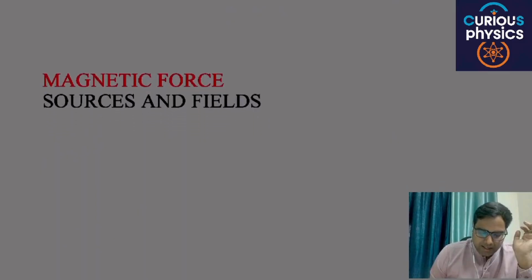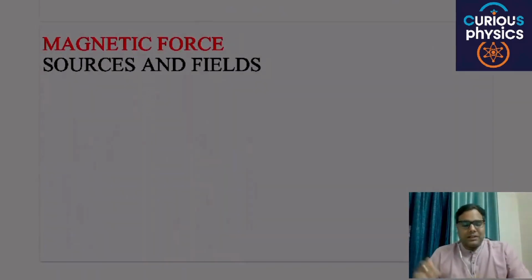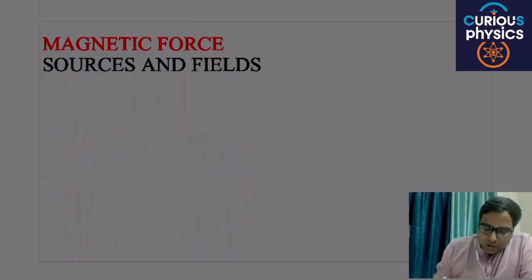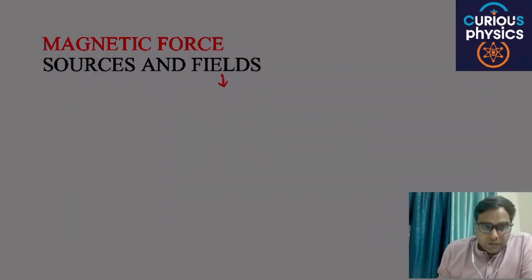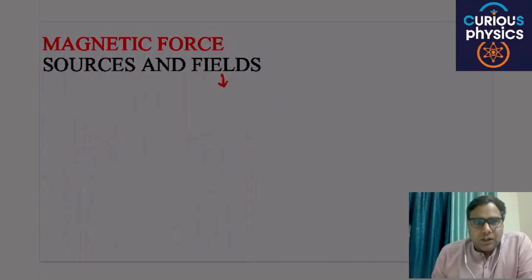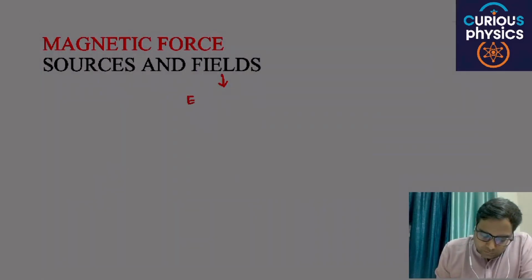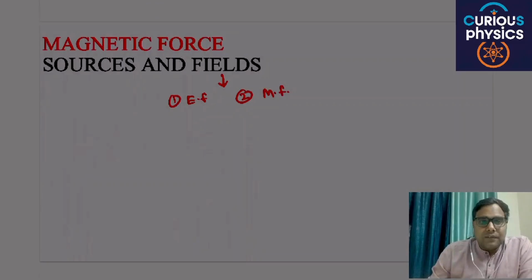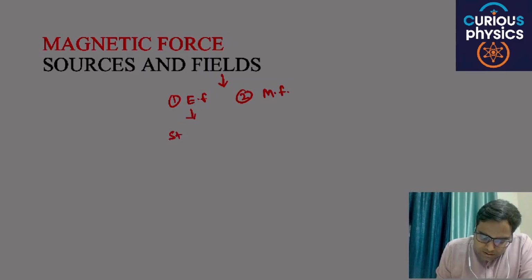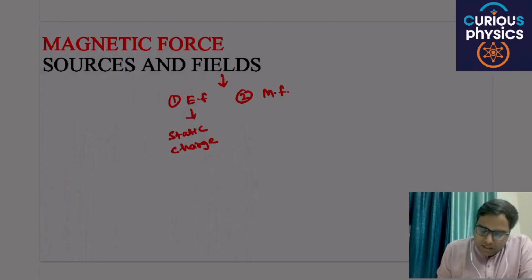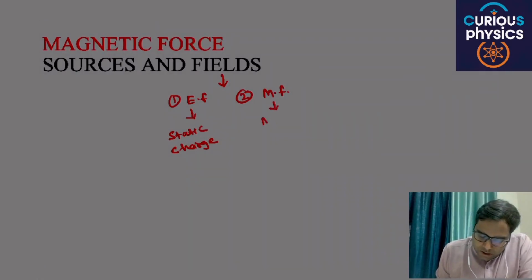Next, the main heading is magnetic force, the sources and fields. There are two kinds of fields which we know till now. The first one is the electric field, and the second one is the magnetic field. The electric field is produced by static charges, and the magnetic field is produced by moving charges.